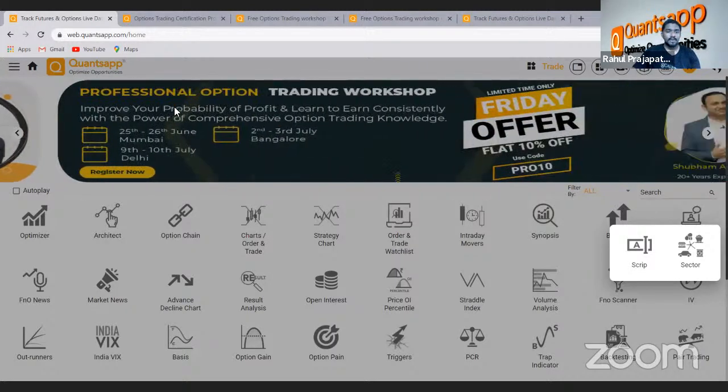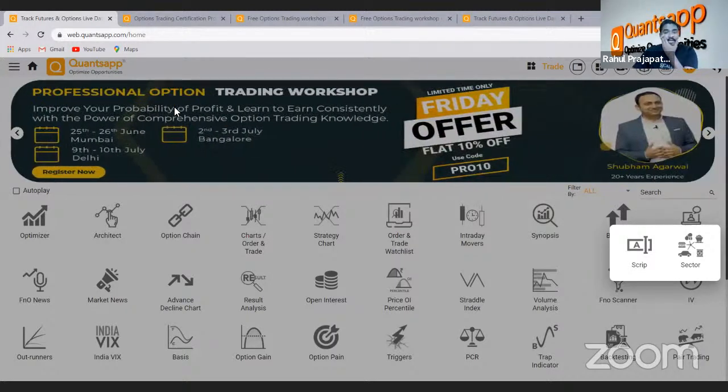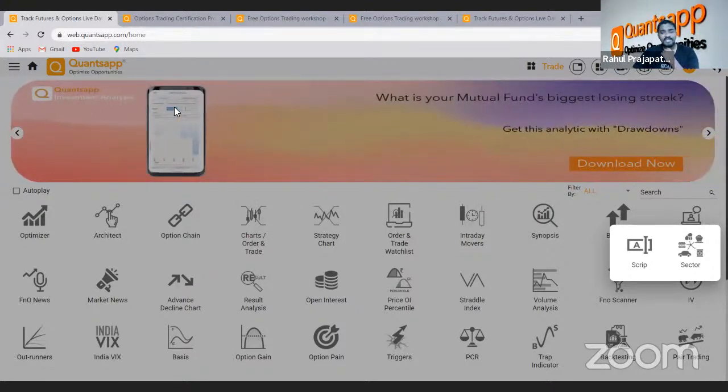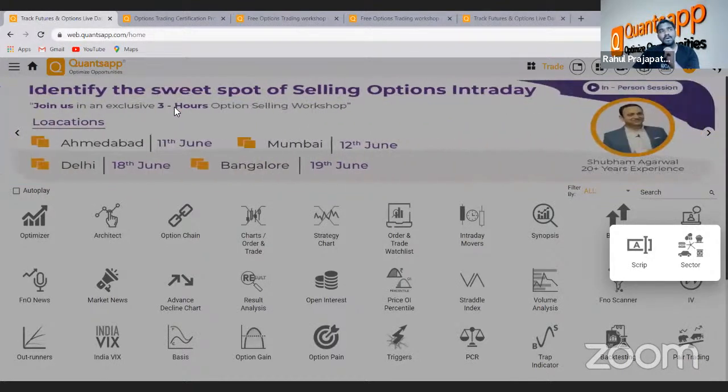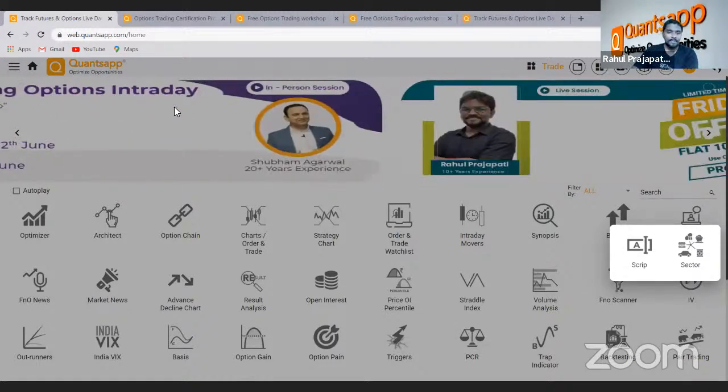How to identify breakout traps? I have a lot of videos on that. You can go and check on YouTube, and you'll find the breakout traps there. But if that's the topic you want, I'll probably cover it in upcoming sessions.